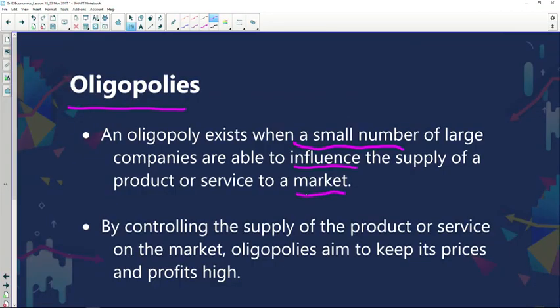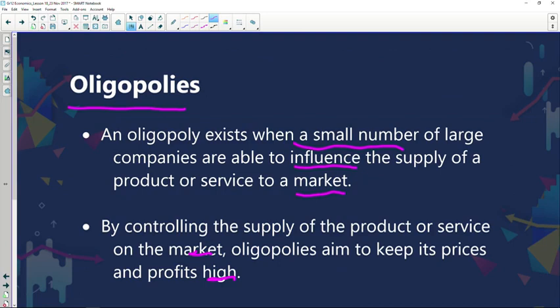So there is influence from the business in terms of the pricing policy or the price for the market. It's not just based on supply and demand, which we refer to as the market forces, but companies can contribute towards the setting of the actual price in this particular market. So do be aware of that. If you're looking at an oligopoly, then those businesses will be able to influence the supply of a product or service to a market. By controlling the supply of the product or service on the market, oligopolies aim to keep its prices and profits high. Okay, so that's the intention.